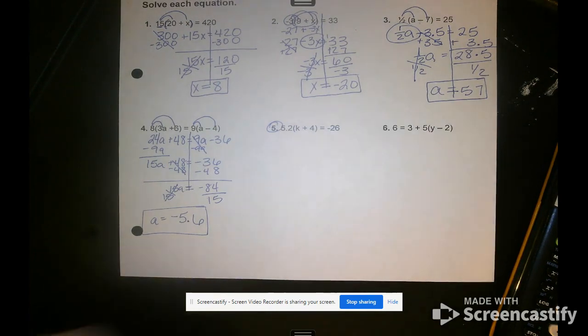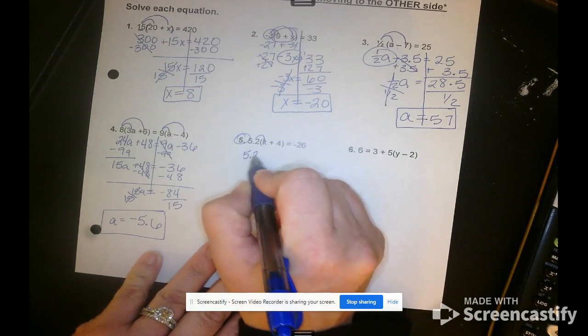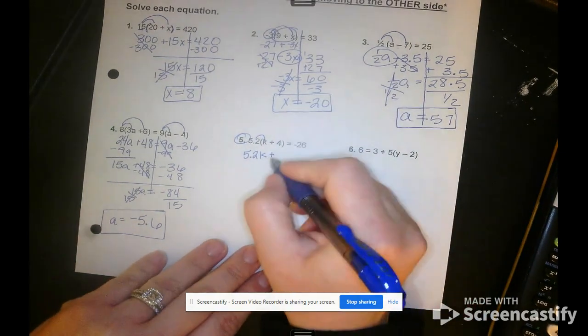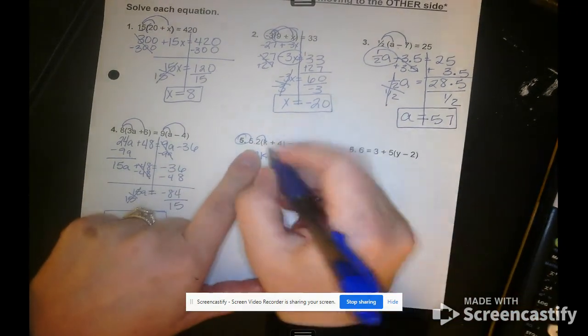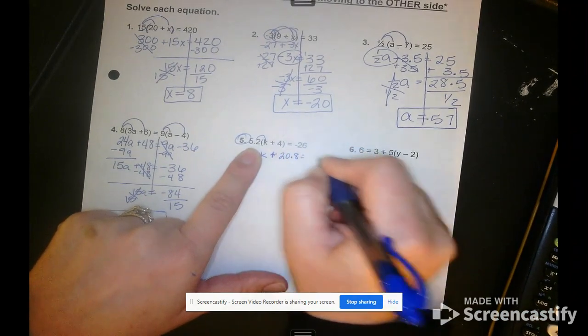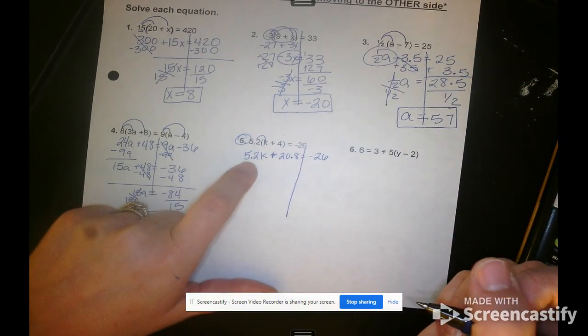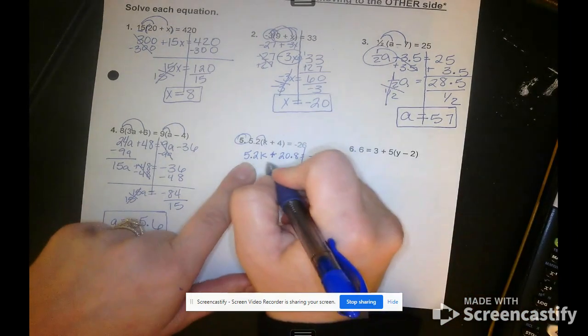Okay, 5.2 times k gives you 5.2k plus, what's 5.2 times 4? Or not plus, multiplying. 20.8 equals negative 26. Okay, then what? Ariana, Kobe, y'all have got to stop talking. Pay attention. Okay, so I minus 20.8.